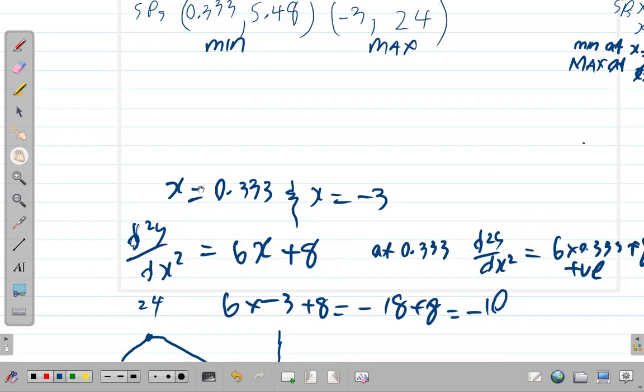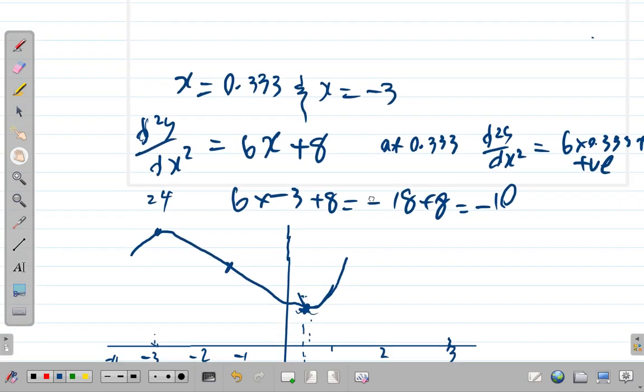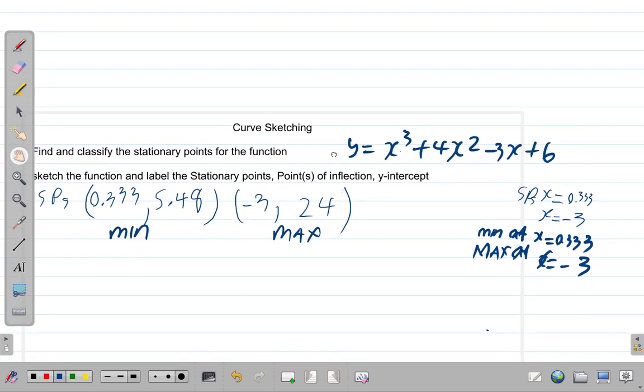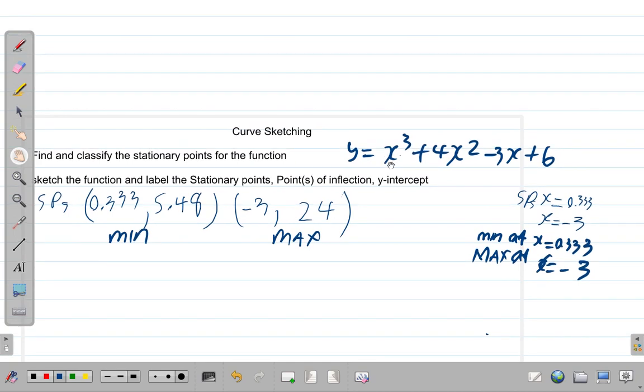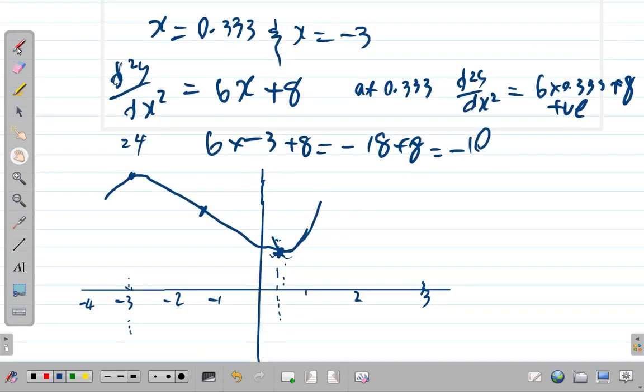Let's look further at this. The y-intercept. The y-intercept is when x equals 0. When x equals 0, you see that y equals 0 plus 0 plus 0 plus 6. It will be at 6. So the y-intercept will be at 6. So you have 6 here. Alright.